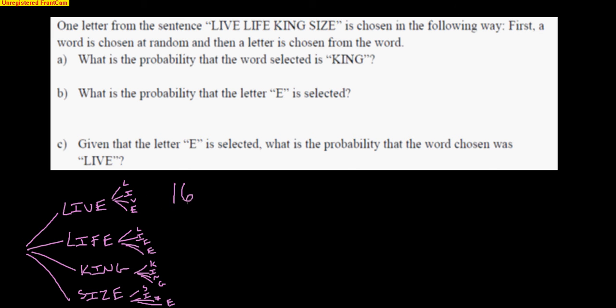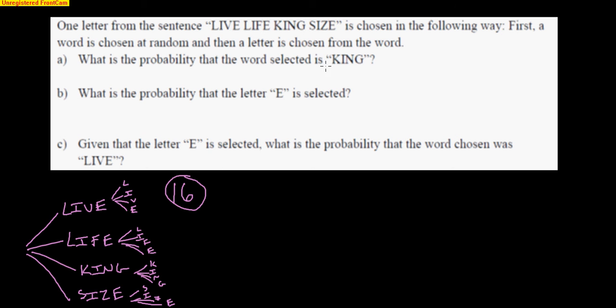are 16 total options for what letter could get picked. 16 total options. You could pick the letter L by picking live first, L by life first, K by king first, and so forth. So you see the 16 options there. So now that we have this tree diagram, let's see how easy it is to answer this question.